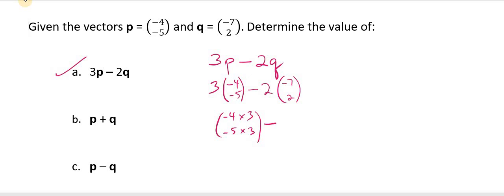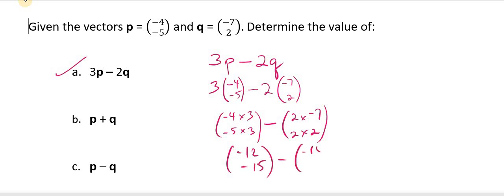Minus, and then we're going to say, all right, 2 times -7. So we're going to have 2 times -7, and then 2 times 2. The order of operation doesn't really matter. All right, next we're going to have -12, -15, minus -14, and 4. Now the final solution will be to subtract the corresponding components. So we have -12 minus -14, and the component below we have -15 minus the corresponding component of 4.